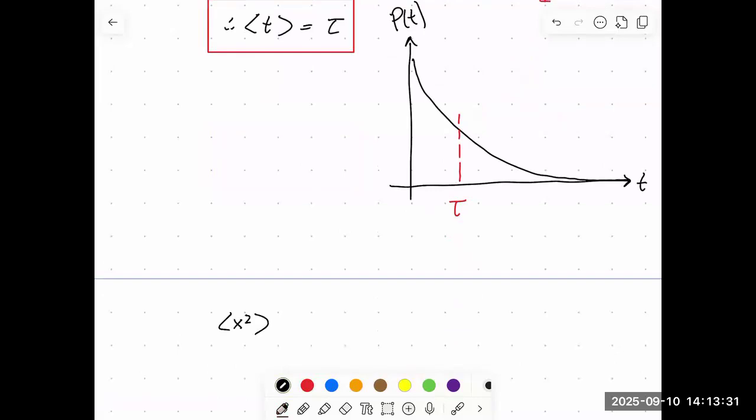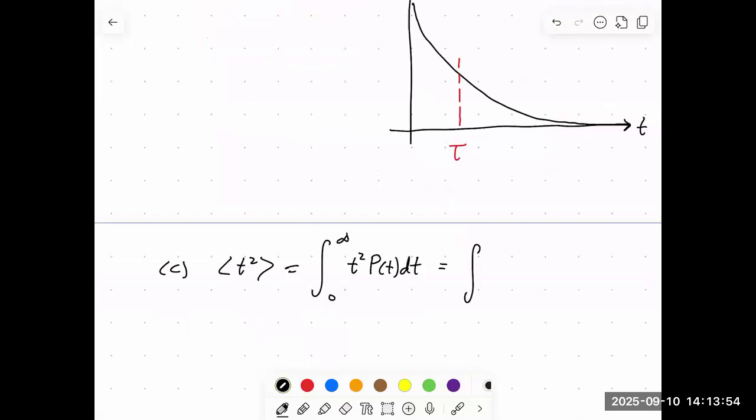Let's keep writing x, but we're thinking about time right now. Now I want to calculate the mean of t squared. And so all we're going to do is keep doing the same kind of integrals. 0 to infinity. So our normalization constant was 1 over tau. We're going to have a t squared, e to the minus t over tau dt is what we have to evaluate. This is another integration by parts problem.